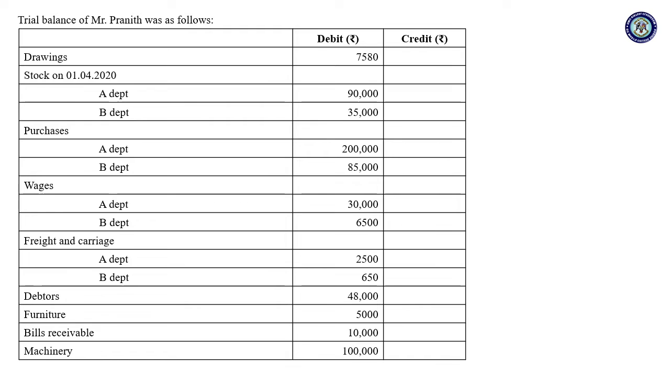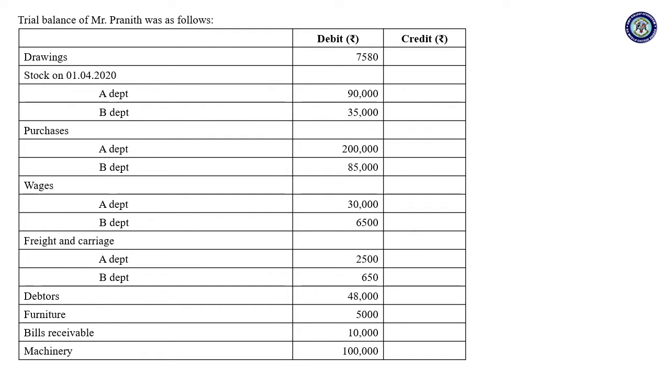So this is similar to the previous problem, but there are slight changes in the adjustment. First we'll classify the items as trading, profit and loss account and the balance sheet. The first item, that is drawings. So what is the treatment for drawings? You have to deduct that from the capital in your balance sheet.